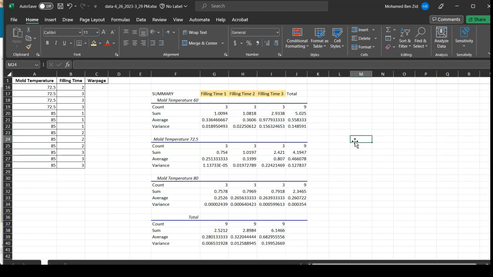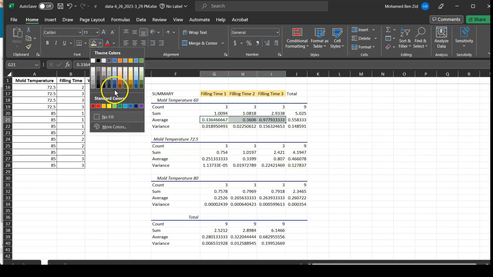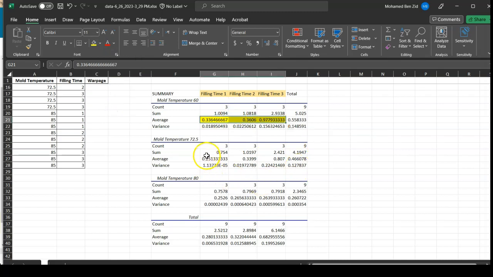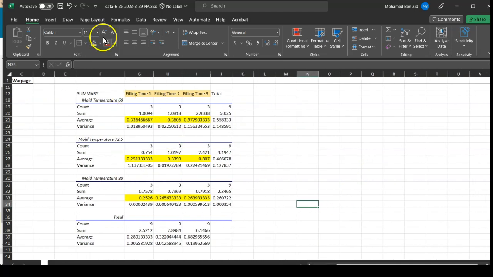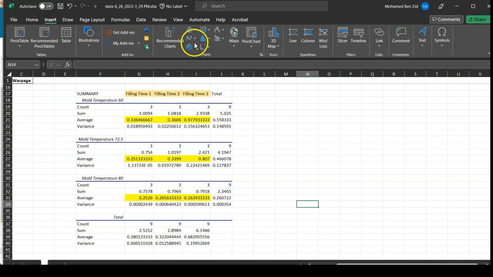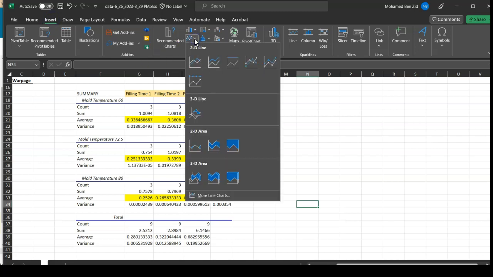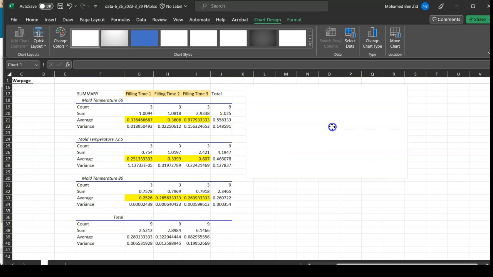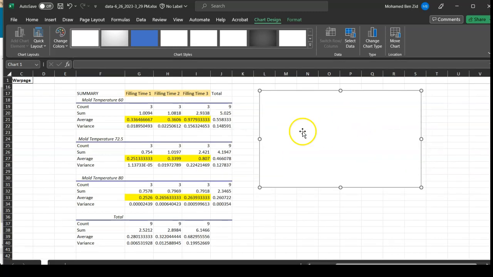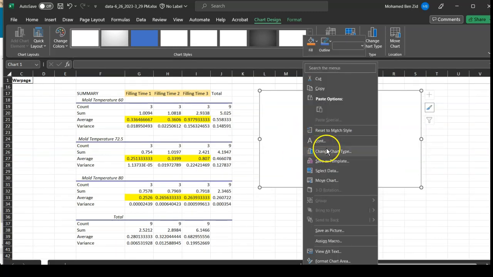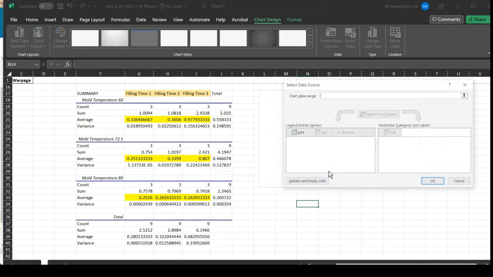What you're going to graph right now is these averages. So let's put them in yellow. This average here, this average here, and this is the third average. All right, so it's really simple. What you're going to do is go to insert, go to this chart here, and insert the first one. It's an empty chart, so don't select any data. Then you're going to right click and select the data here.